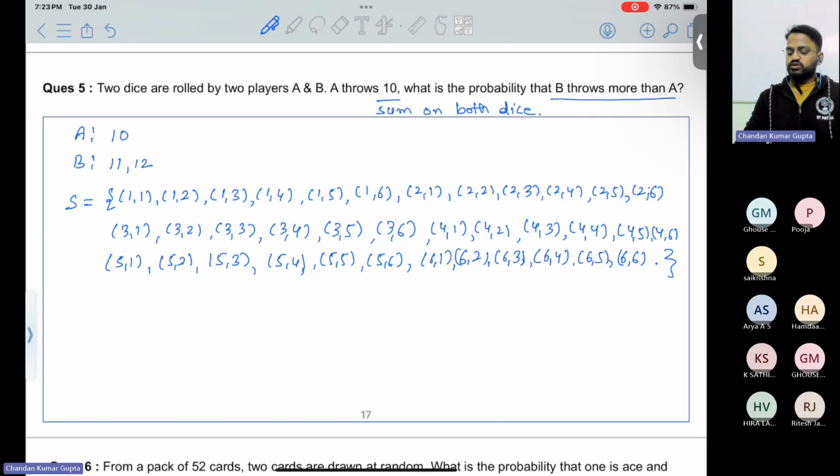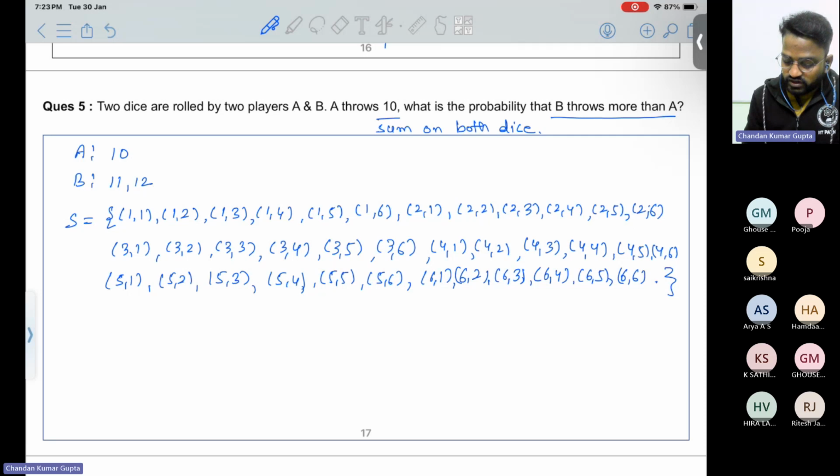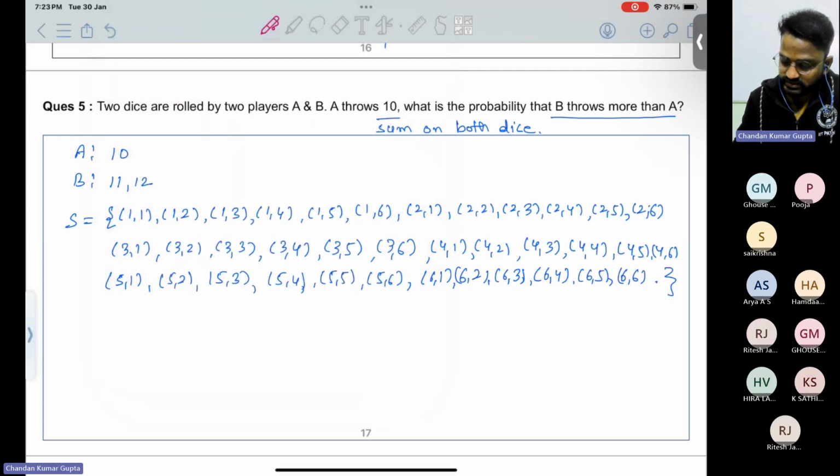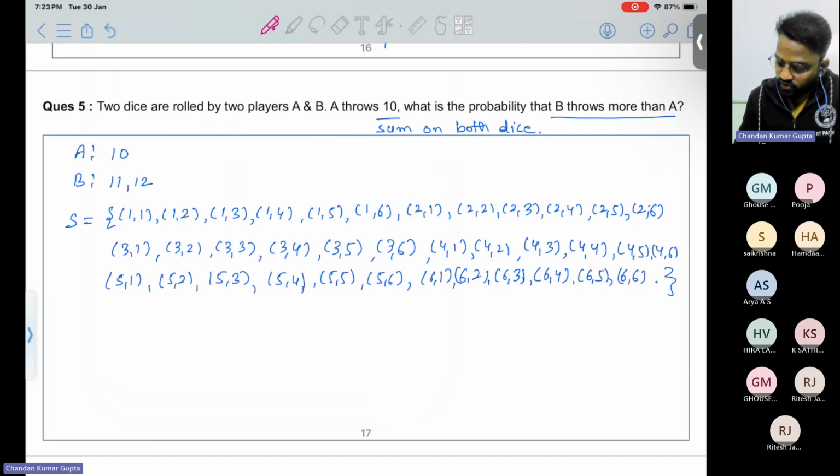Okay, these are the total outcomes when we roll two dice. When we roll one die twice or when we roll two dice simultaneously, both have the same outcomes, and this is the outcome. Okay, now what? B wants 11 or 12. So the sum of 11 and 12 can be visualized here, like 11, 11, 12.